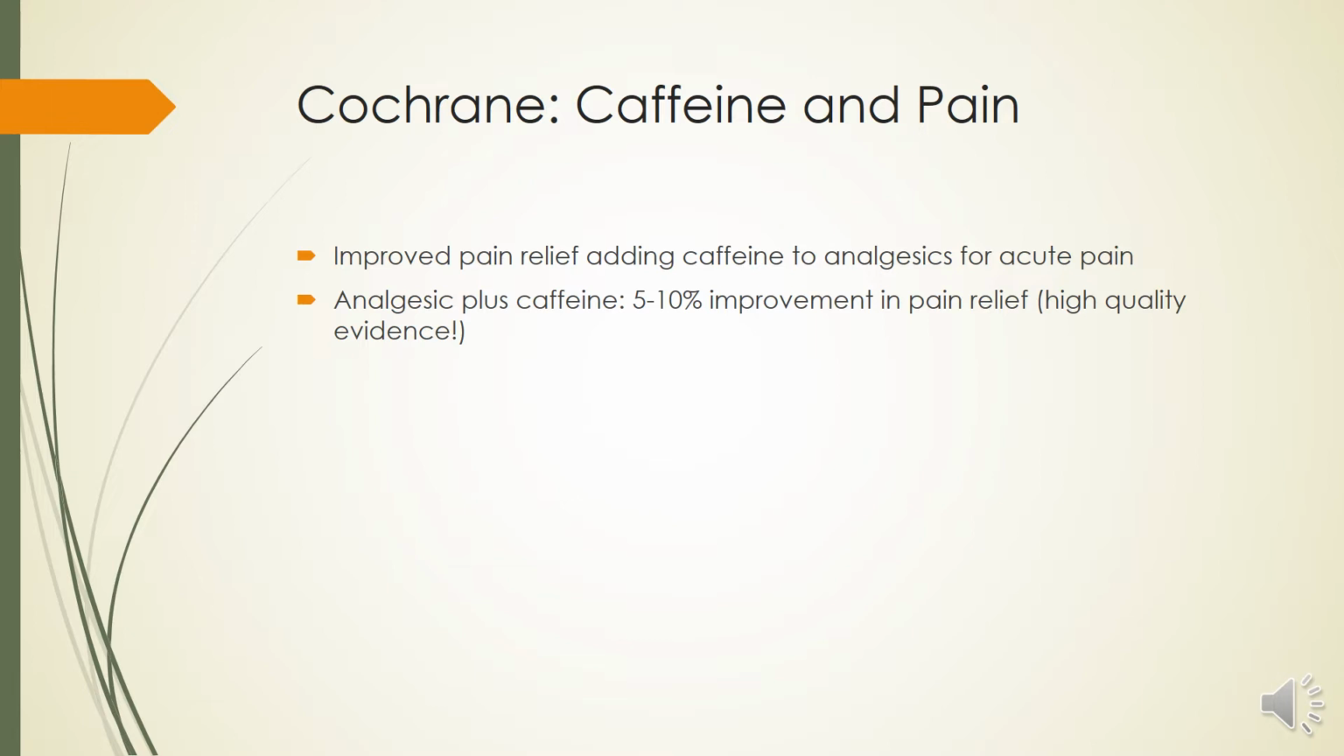Cochrane review. So Cochrane will take meta-analyses, looks at as much evidence as possible, labels things as high or low level evidence, and they found that there is improved pain relief adding caffeine to pain medicine or analgesics for acute pain. Analgesics plus caffeine gives you a 5 to 10% improvement in pain relief, and this is high quality evidence.